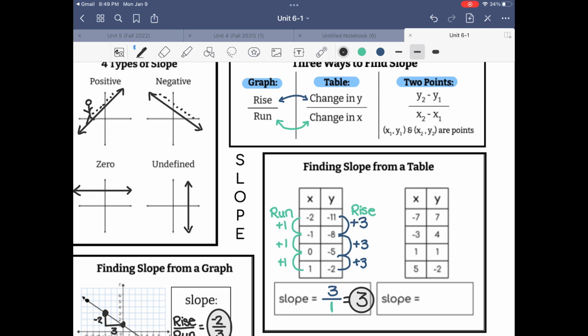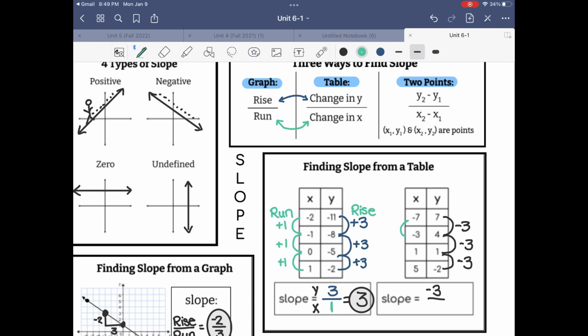I'm going to do the same thing on the next table, starting with my y values on the right side. From 7 to 4, am I adding or subtracting? I'm subtracting 3, because it's going down by 3. And from 4 to 1, down 3. And from 1 to negative 2, down 3. Always check your whole table. Then I look at my x's, and I'm going to go from negative 7 to negative 3.